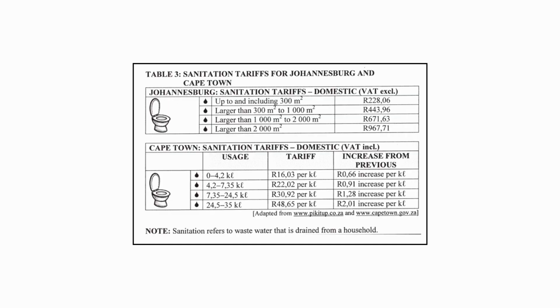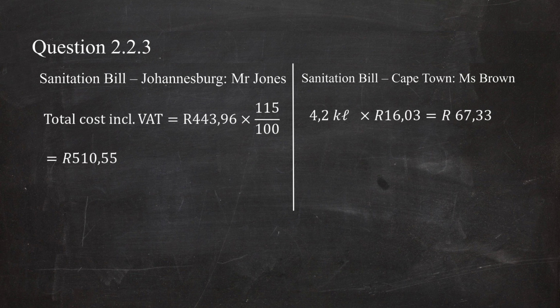Next, we will have to calculate the sanitation bill for Ms. Brown, who lives in Cape Town. This tariff table will be used to calculate Ms. Brown's sanitation bill. Since Ms. Brown uses a total of 22 kiloliters of water per month, we will have to calculate the cost for each step up to the amount of 22 kiloliters, which is in step 3. So for step 1, the maximum amount of water that was used in this step was 4,2 kiloliters. So the cost for step 1 will be 4,2 kiloliters multiplied by 16 Rand 3 cents per kiloliter, and this equals a cost of 67 Rand 33 cents.